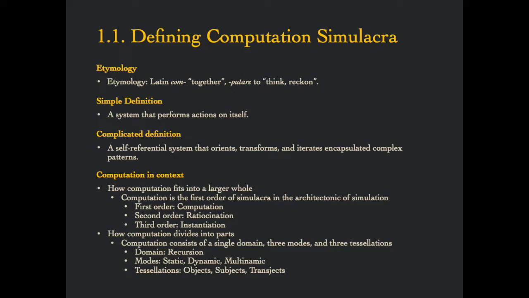Defining computational simulacra. So etymologically, the term comes from the Latin cum, together, and putere, to think and reckon. And there's a lot of definitions that people give to computation. I'll give 2 definitions. I'll give a simple definition and a complicated definition. The simple definition is just a system that performs actions on itself. And the complicated definition is a self-referential system that orients, transforms, and iterates encapsulated complex patterns.